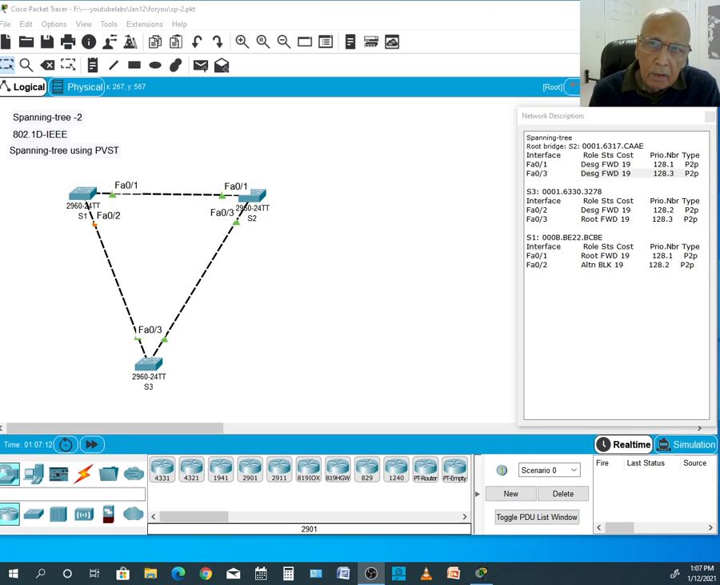Hi folks. To continue with the previous lab, today I'm extending it to spanning tree lab number 2. In this lab, we are going to talk about the standards 802.1D, which is the IEEE standard, and the Cisco proprietary one, which we call PVST.